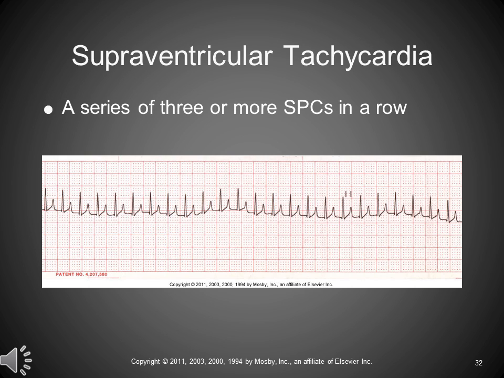Supraventricular tachycardia is when we have a series of 3 or more SPCs in a row. Okay, this is getting more serious as we go.